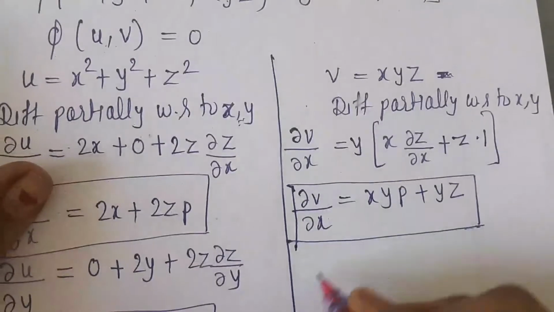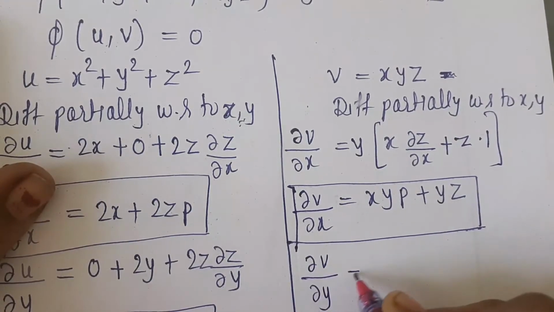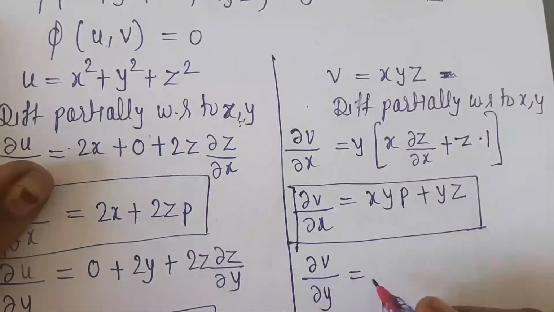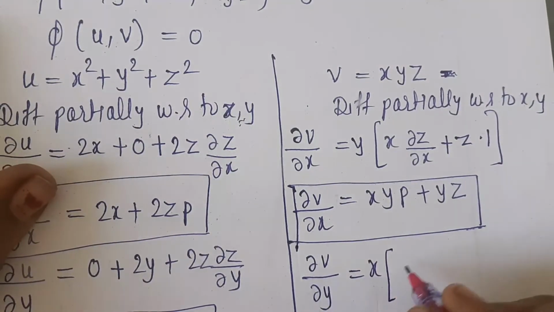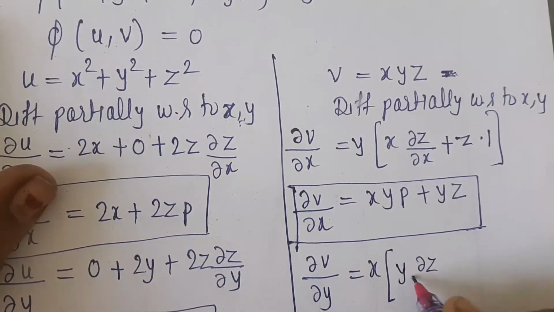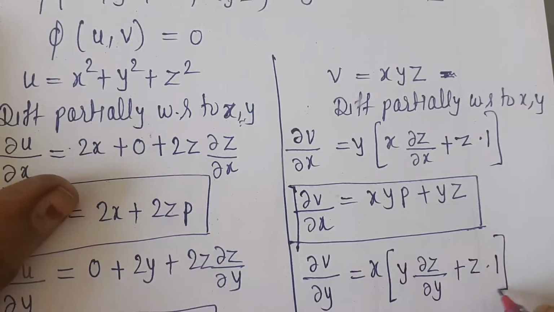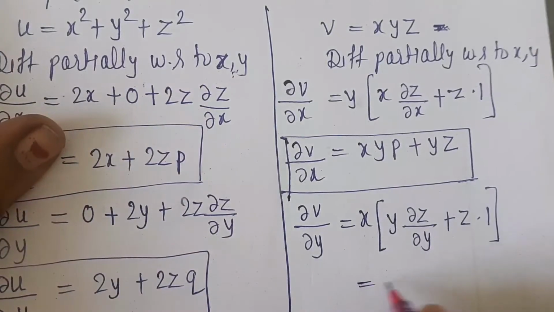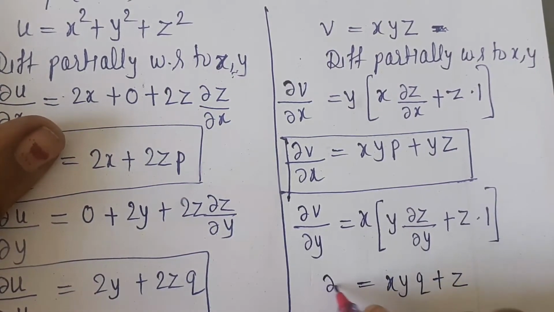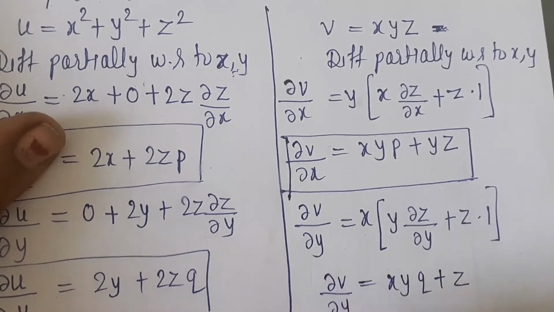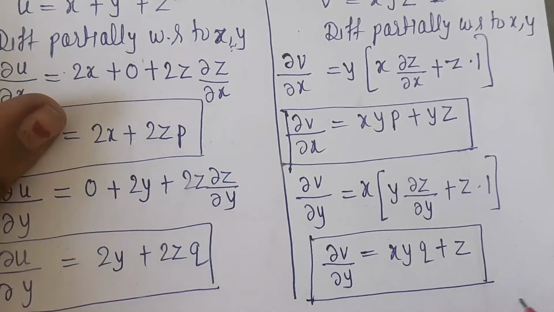Next, find del v by del y. With respect to y, x is constant, and we find the derivative of y and z. So y as it is, derivative of z is del z by del y, plus z as it is, derivative of y is 1. So this is equal to xy cube plus z, which is del v by del y. So del v by del y we obtained as xy cube plus z.